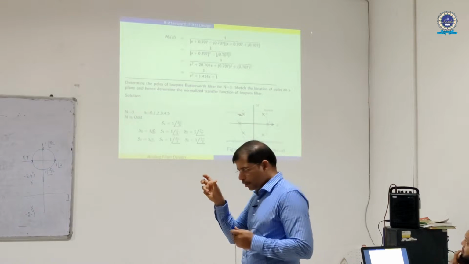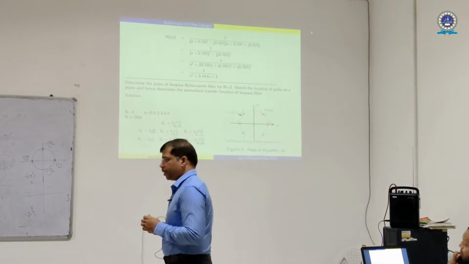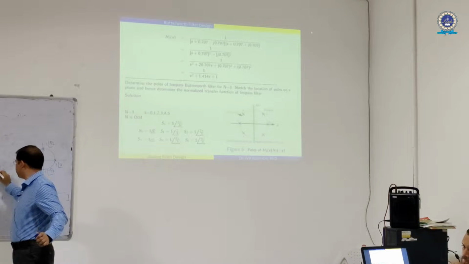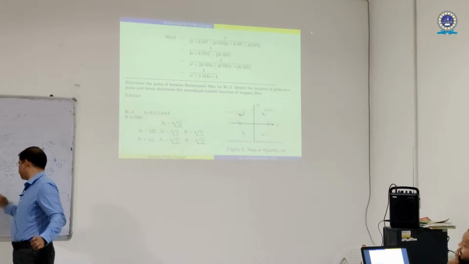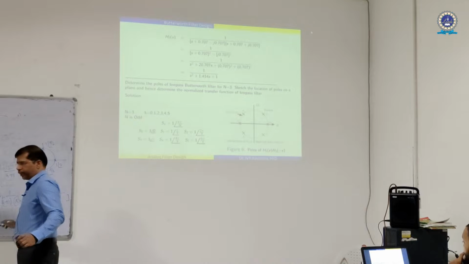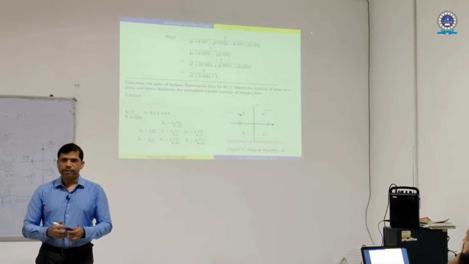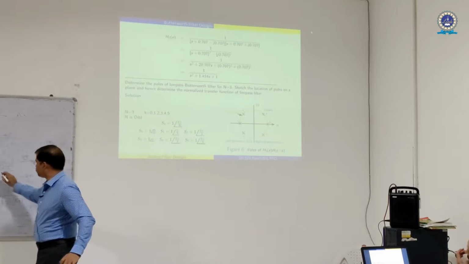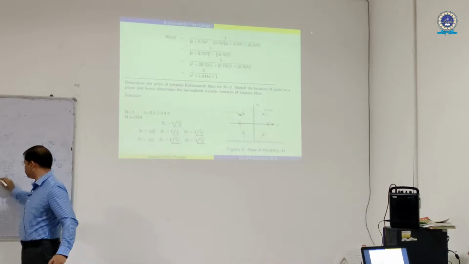That is the reason for n equal to 1, 2, 3 we normally ask. For n equal to 1, we directly write that as 1 by s plus 1. For n equal to 2, we write down the same as above. For n equal to 3, it's going to be 1 by s plus 1 into s square plus s plus 1, and for n equal to 4 you get another equation, and so on for n equal to 5, 6, 7.